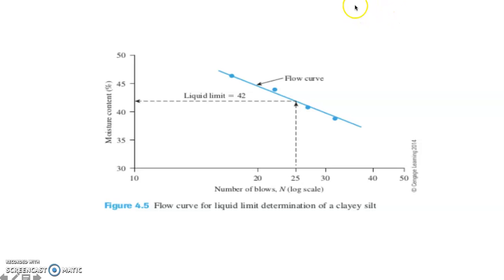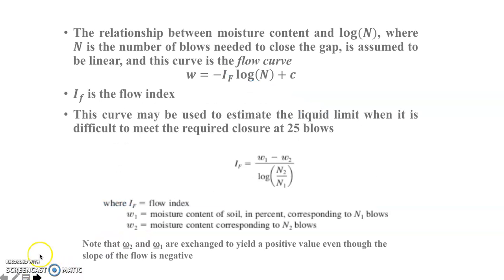Of course, as mentioned, after your trials you have to plot the results for the liquid limit. And as we have discussed, as we try to trace or draw a connection between these dots, this is what we call the flow curve. So this is a flow curve for liquid limit determination of a clay silt. For the flow curve, you have the relationship between the moisture content and the N, which is the number of blows needed to close the gap.